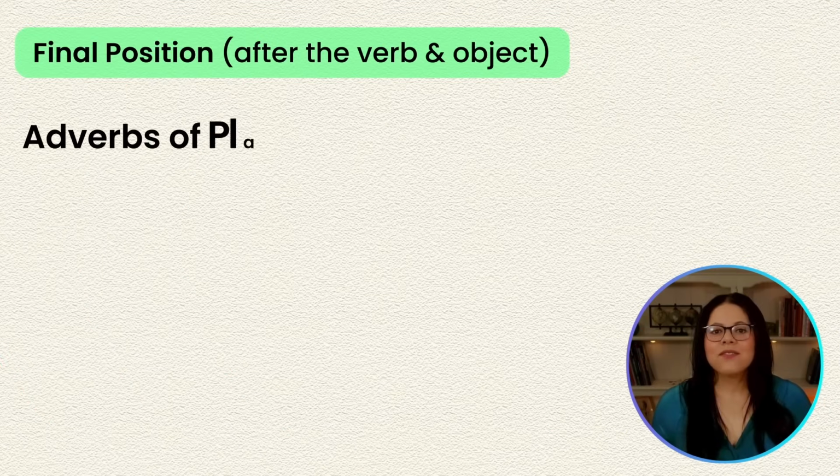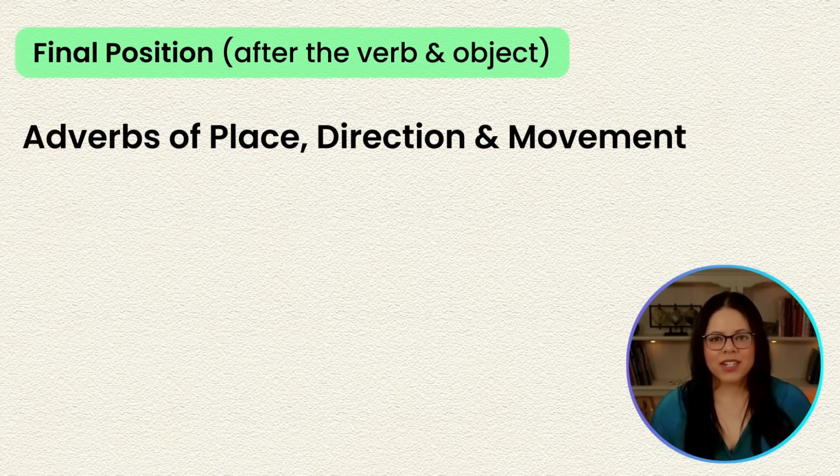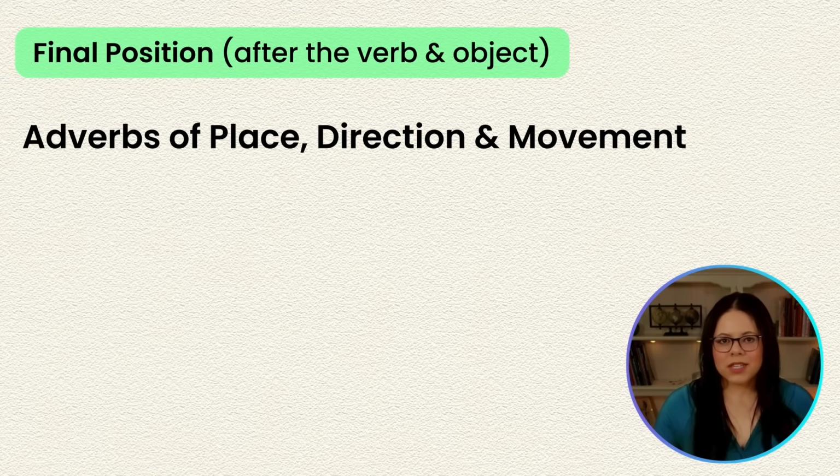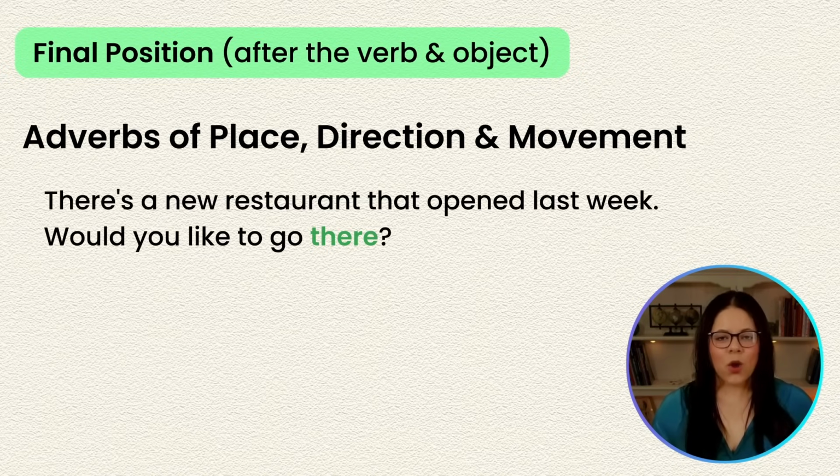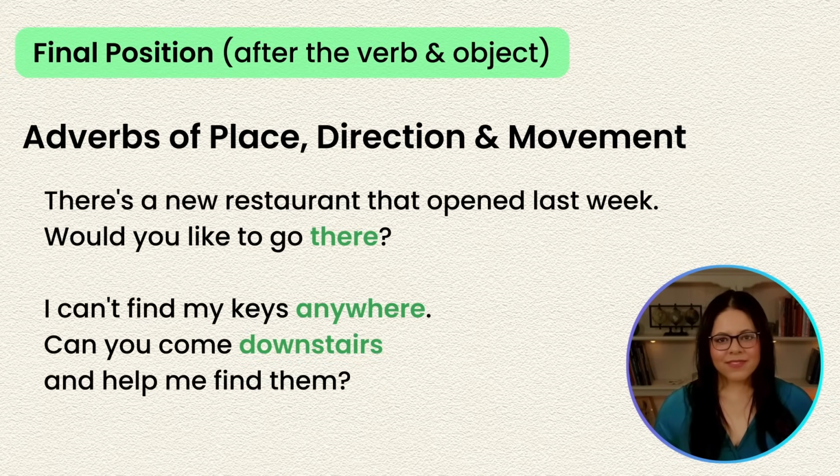Next, we have adverbs of place, direction, and movement. These adverbs describe where something happens or where something is moving or going. There's a new restaurant that opened last week. Would you like to go there? I can't find my keys anywhere. Can you come downstairs and help me find them?